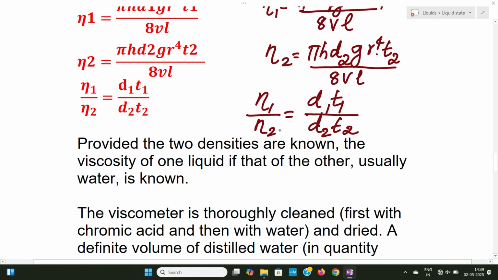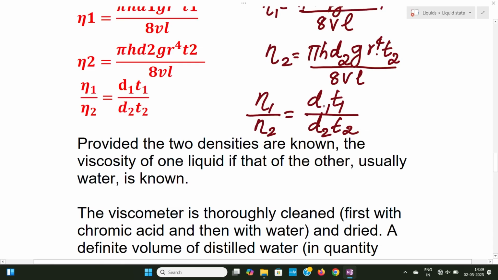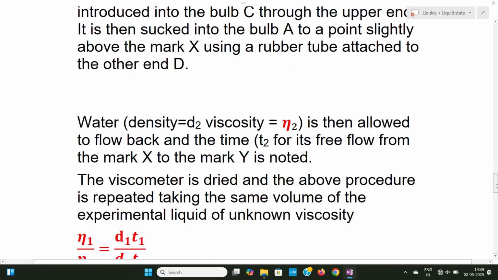Now we know the coefficient of viscosity of water, the density of water, and the time of flow of water, and we know the density of the experimental liquid and its time of flow. Using all these values we can find the coefficient of viscosity of our experimental liquid. This is about the determination and comparison of the coefficients of viscosity of two liquids.